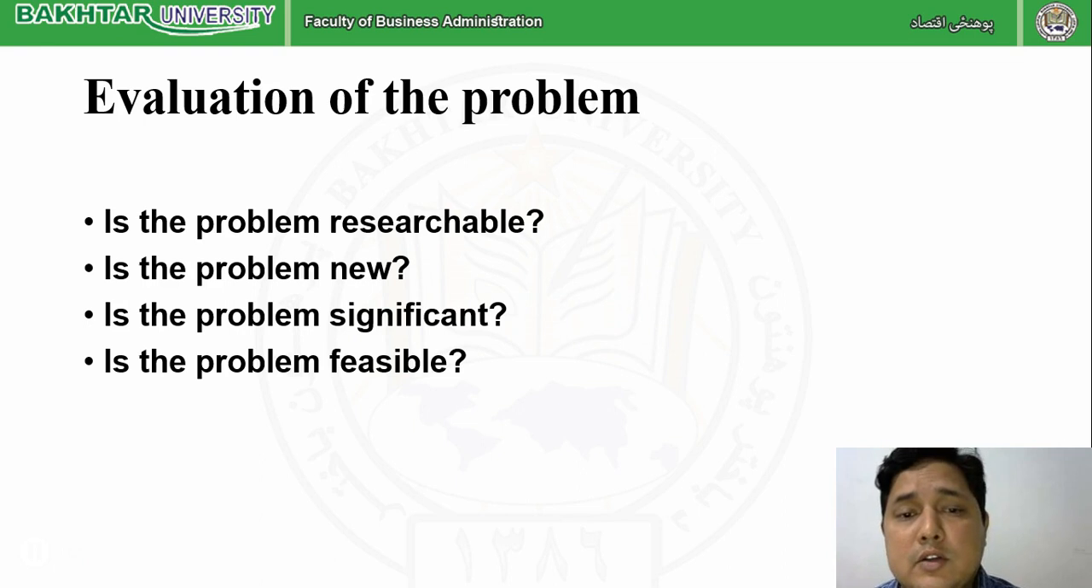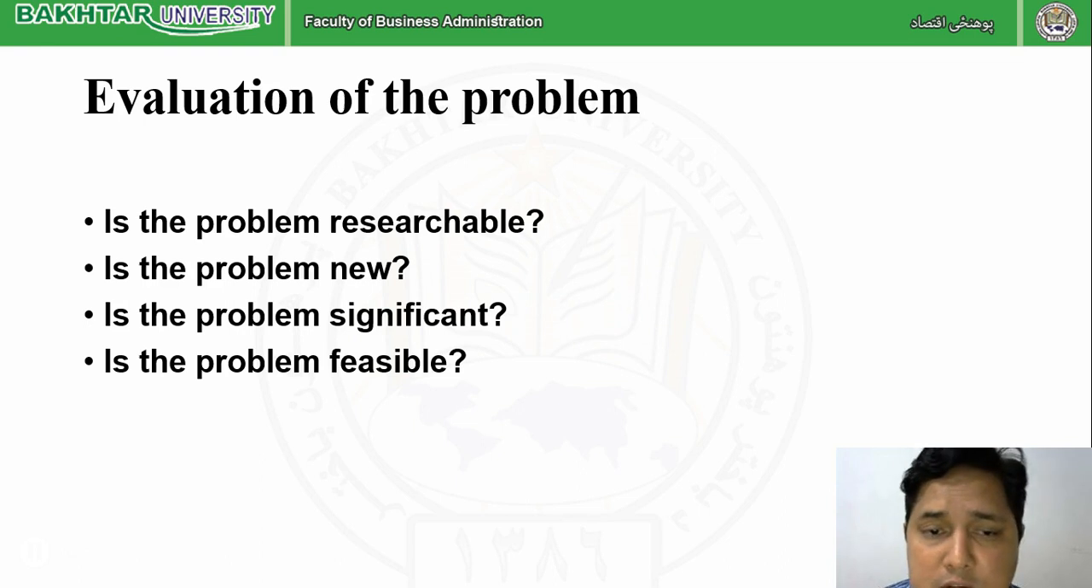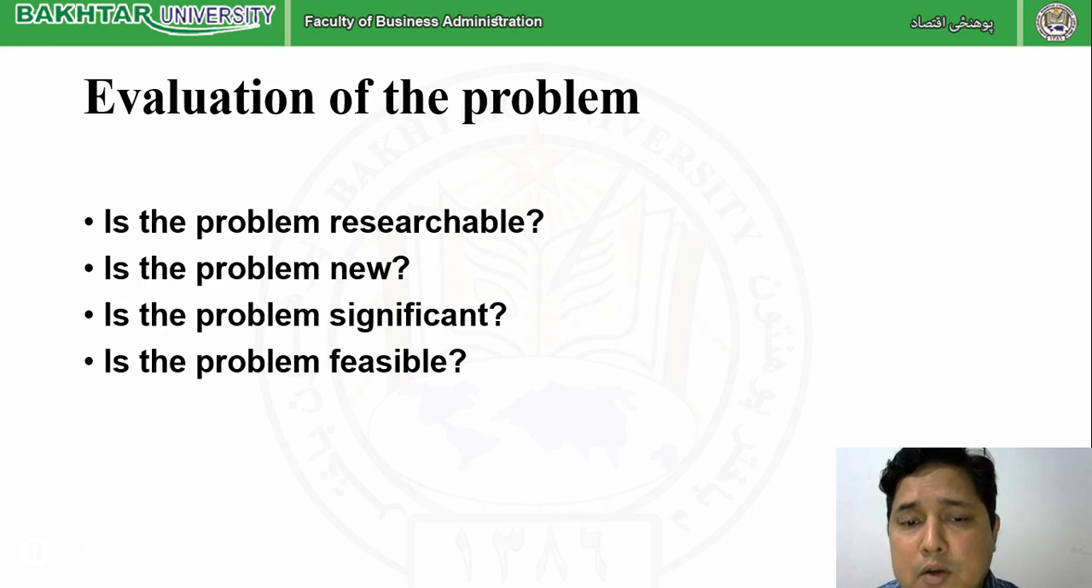So is the problem researchable? Is the problem new? If it is new, how to proceed? If it is not new, how many stages has it completed, so what will be the next step for you? Is the problem significant? Is it important for you right now, or is it not that significant for your company? Is the problem feasible, whether you are able to do the problem solution? So these are the evaluation of a problem. We define the problem, we understand the problem, but evaluation of the problem is like this.